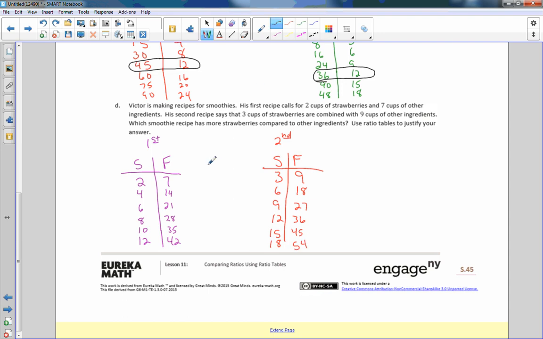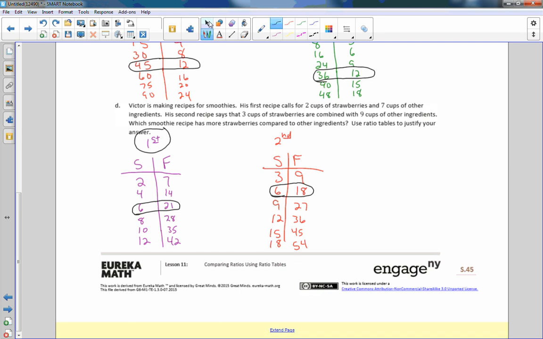I'm going to look for values that are the same. Here's a 6. Here's a 6. Didn't really need to go that far on this one. We have the same amount of strawberries. This one has more fruit added to it than this one. Which smoothie recipe has more strawberries compared to other ingredients? And the answer is his first recipe, because there are more.